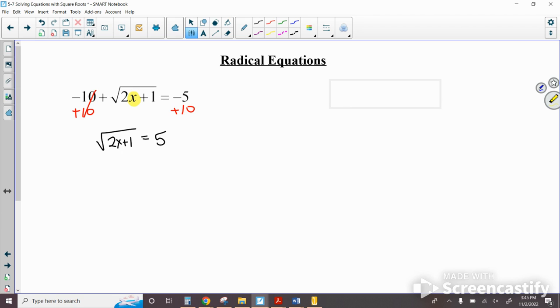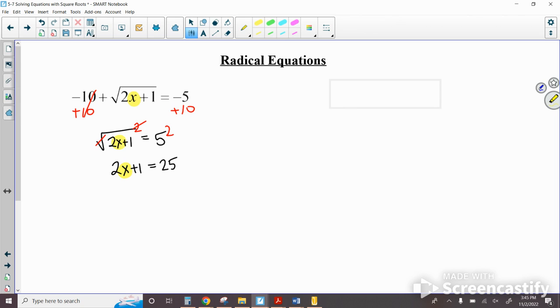I still see the x is trapped inside the square root. I can't do any operations until I get rid of the square root. So what's the opposite of a square root? That would be squaring something, but whatever you do to one side, you have to do to the other to keep the equation balanced. The square root and the square cancel each other out, and I have 2x plus 1 equals 25. So now I'm down to just a normal equation.